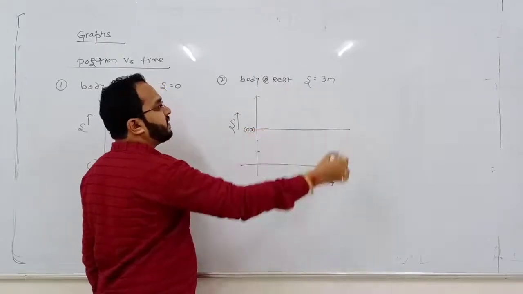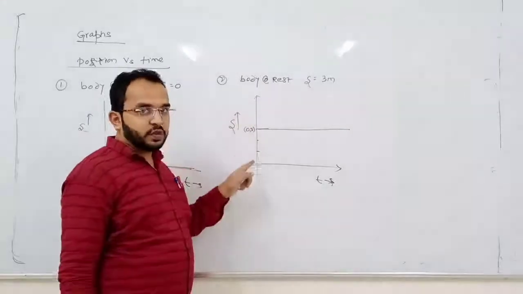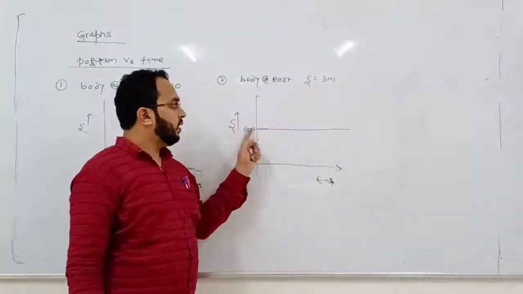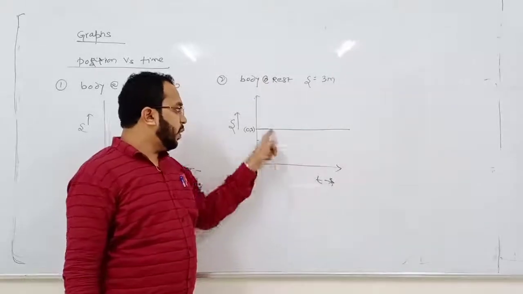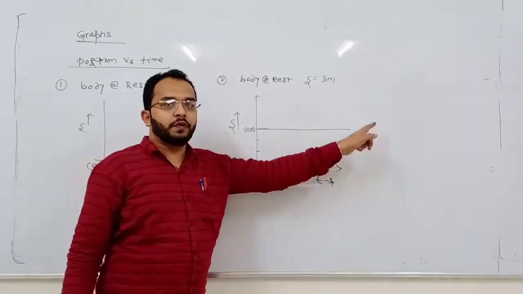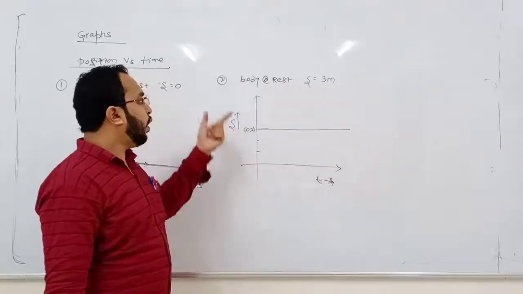On this axis, this y is what है? Y axis what है? Y is always 3. Wherever you go, y is always 3. X will change. X is equal to 1, x is equal to 2, x is equal to 3, x is equal to 4. X will change, but y will remain same. So this is body at rest.